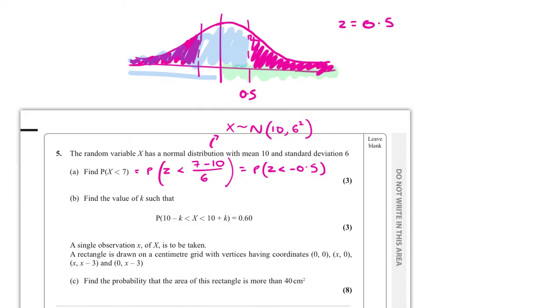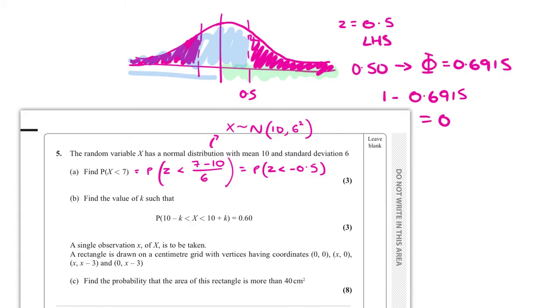So when I look at the table, I look at the left hand side column of my z. I scroll all the way down, I see 0.50, and it tells me that I get 0.6915, okay? So once I get there, I do 1 minus 0.6915, and my answer is 0.3085. What do we normally like it? 3 significant figures, so 0.309.